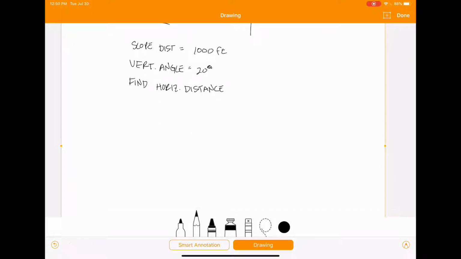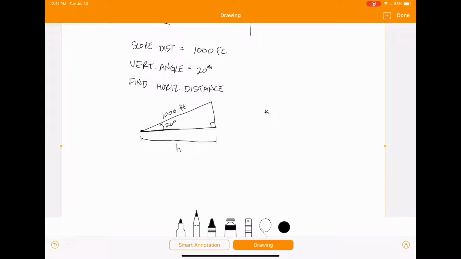So we know that if we start over here with our EDM, we're measuring some slope distance of 1,000 feet, and it has a vertical angle of 20 degrees. So again, you're going to go from this horizontal going counterclockwise, and that's going to be 20 degrees right there. And of course, you can make a right triangle out of this. And so now it's just simple trig, which we went over in the previous videos. So we know that we're looking for this here, which is your adjacent side to that angle.